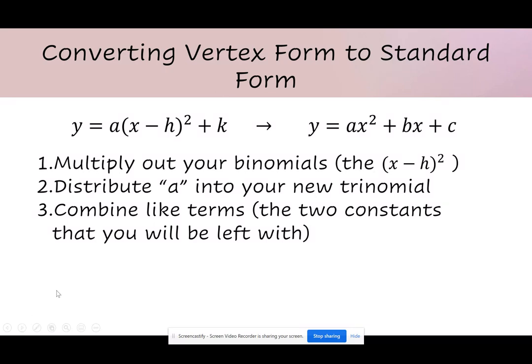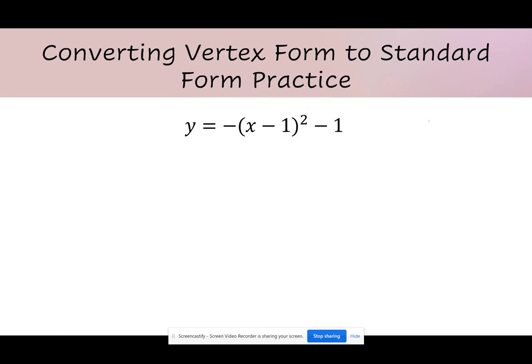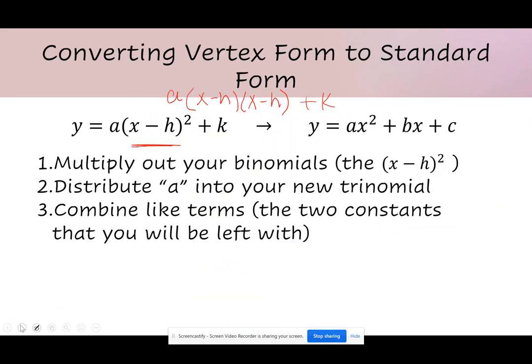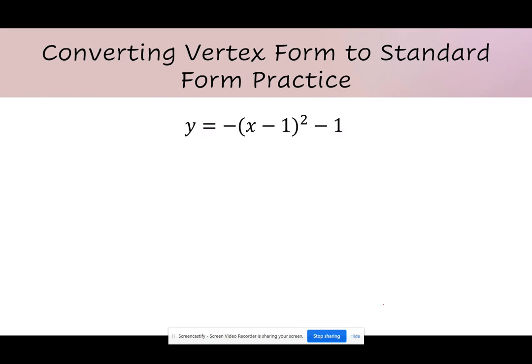So next we're going to work on converting vertex form to standard form. So I believe this is easier than converting standard to vertex, so we're starting here. We're going to multiply this out because (x minus h) squared is the same as (x minus h) times (x minus h). We're going to multiply that out, then distribute in our a, and then add the k and combine like terms to get it to standard form.